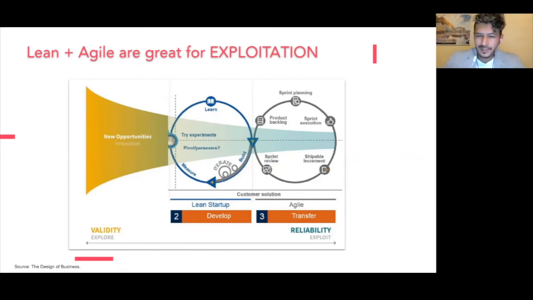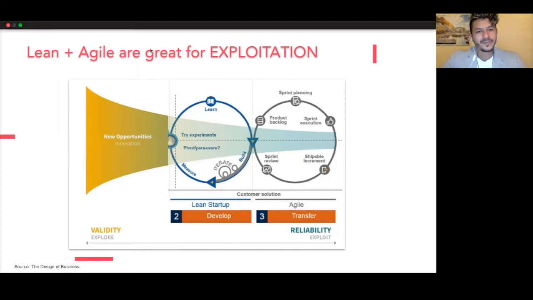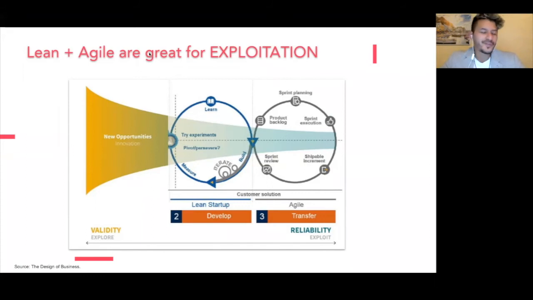You create processes internally in your company. So you solidify your position using that specific product in a market. Many businesses are pretty good at doing that. The problem is if you only spend time in the exploitation phase and you don't focus on exploration, you will be out of business pretty soon because someone else will end up doing whatever you are doing.